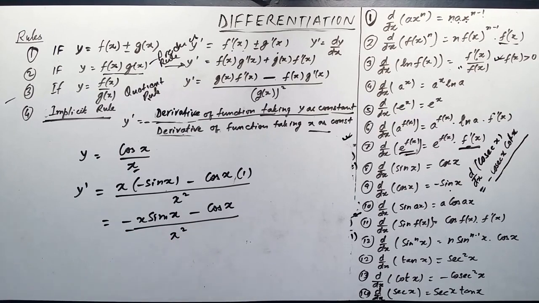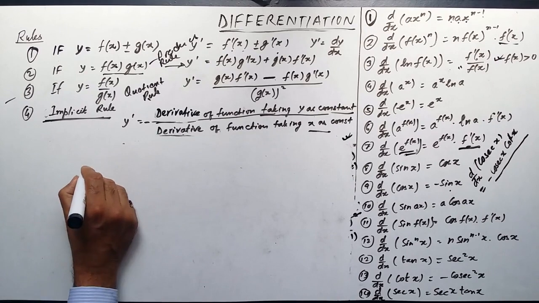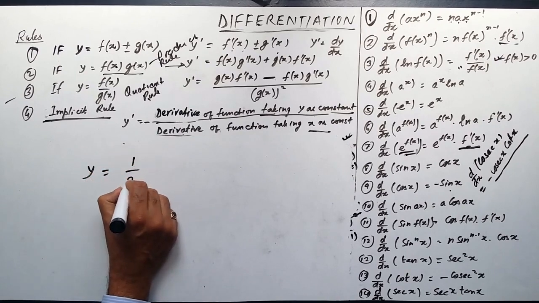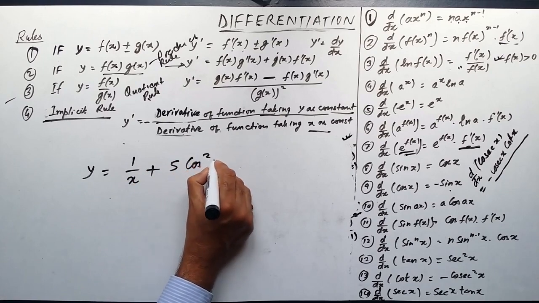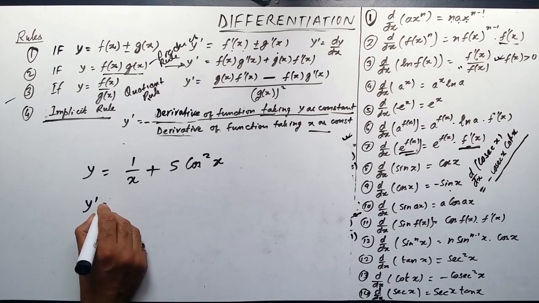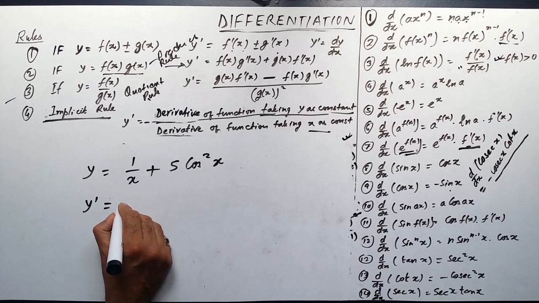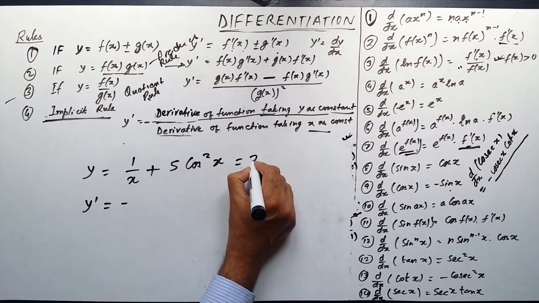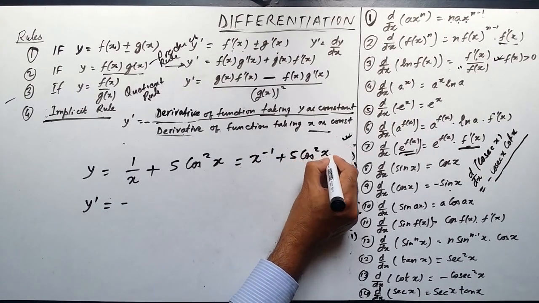Okay, so let's see this one. y is equal to 1 upon x plus 5 cosine square x. So the derivative of y with respect to x is y stroke, which is, this is x to the power minus 1. So we can write this as x to the power minus 1 plus 5 cosine square x.